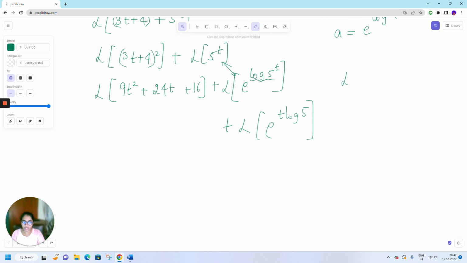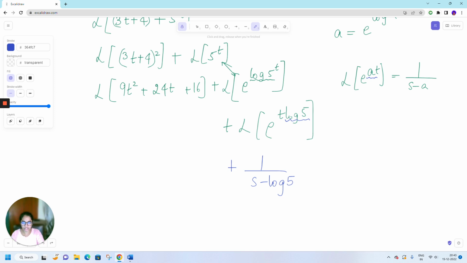Can you tell me what is the formula for Laplace of e power at? It was 1 divided by s minus a. You observe here, in the place of a, we have log 5. So Laplace of e power log 5 into t would be 1 divided by s minus log 5.